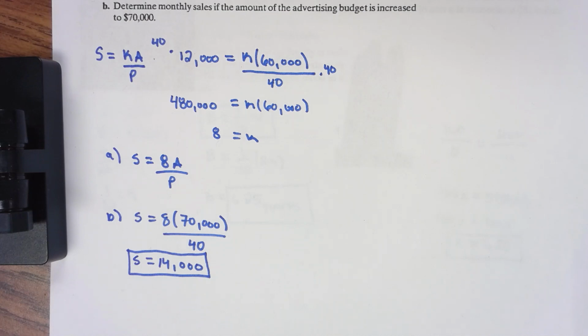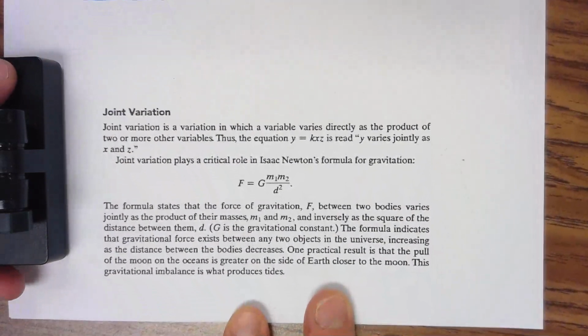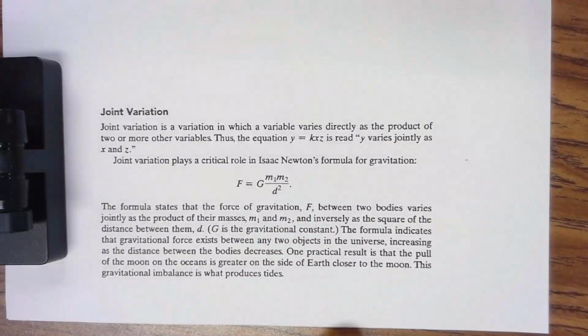Okay, all good here? All right, one last thing. And then we kind of have an awkward amount of time left, so we'll see how we spend these last 5 to 10 minutes. All right, last one is joint variation.